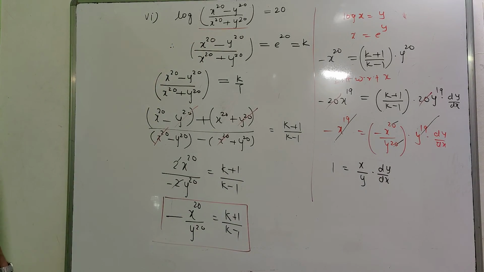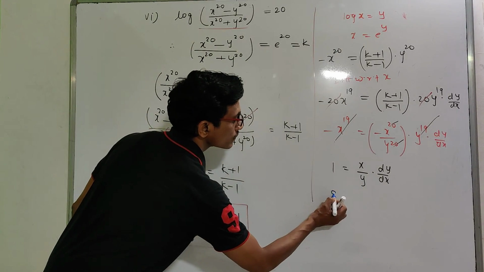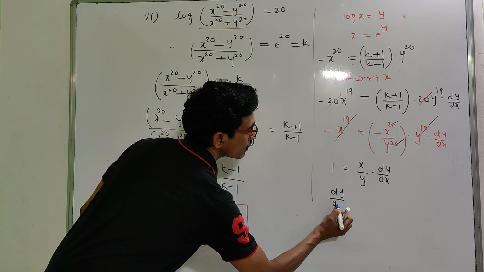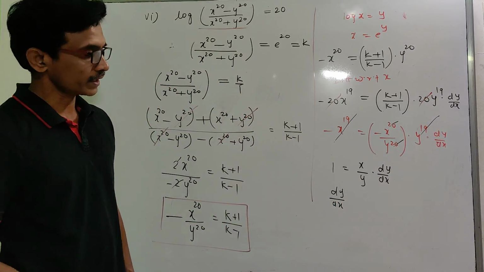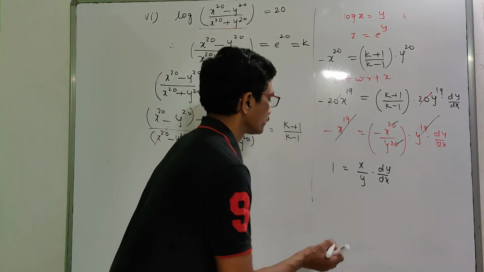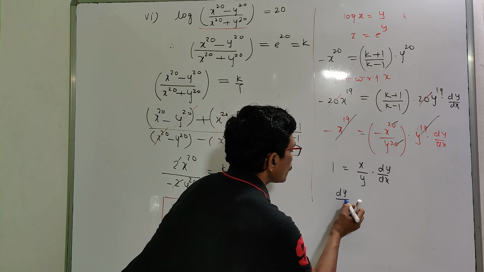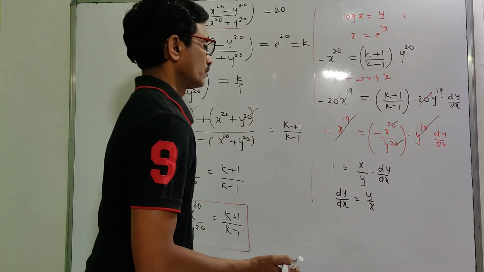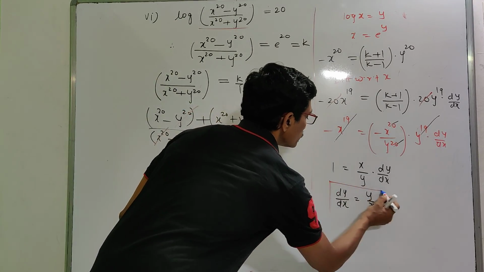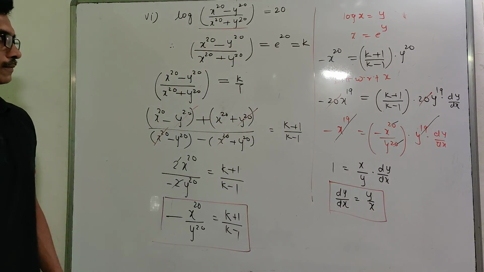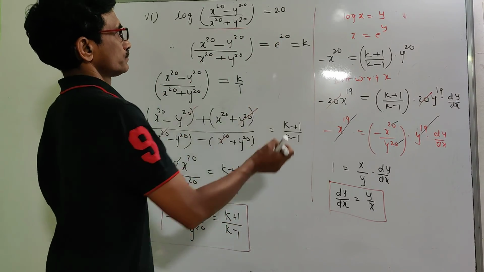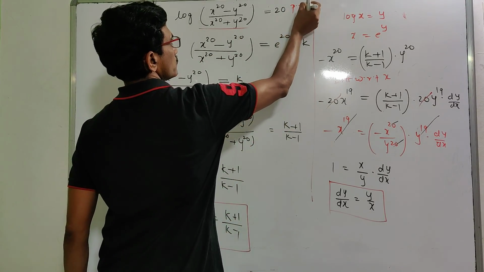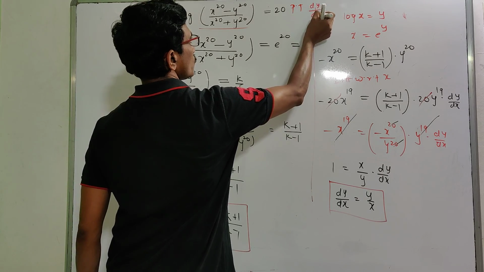So we'll be getting dy by dx is equal to y upon x, which is required. We require to show dy by dx is equal to y upon x.